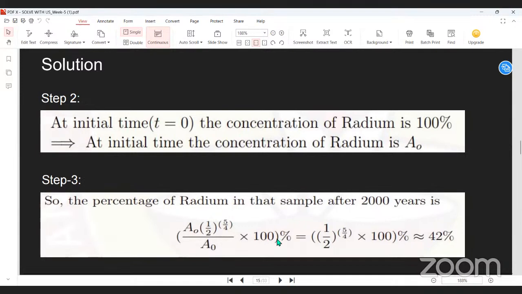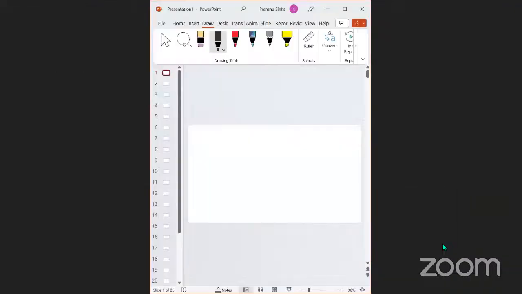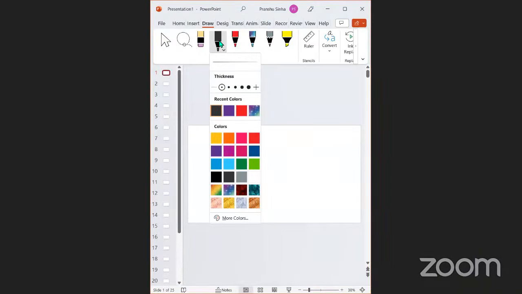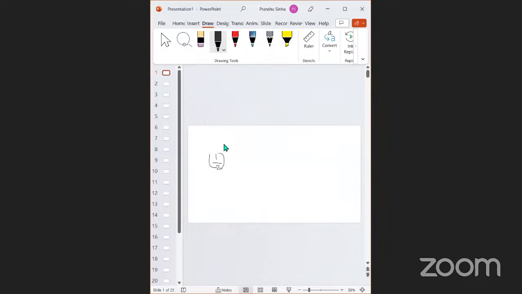Okay, wait a second. See, what we have to calculate is half to the power 5 by 4, right? Is my board visible? Yes, sir. So half is nothing but 0.5, right? And 5 by 4 is nothing but 1.25, right? So you can just type in the calculator 0.5 to the power 1.25.